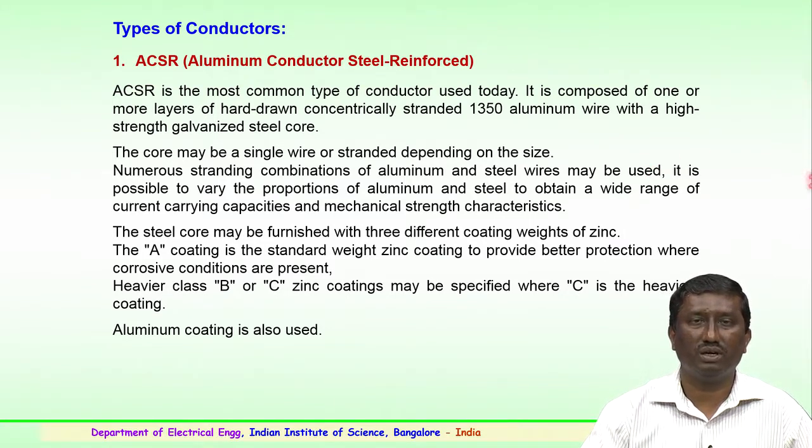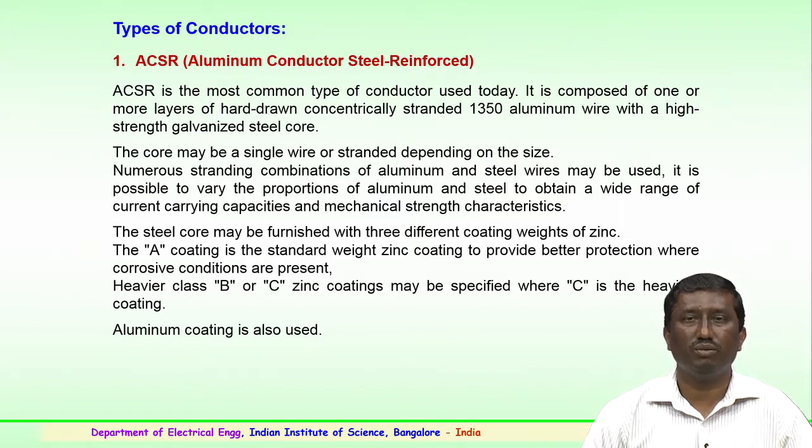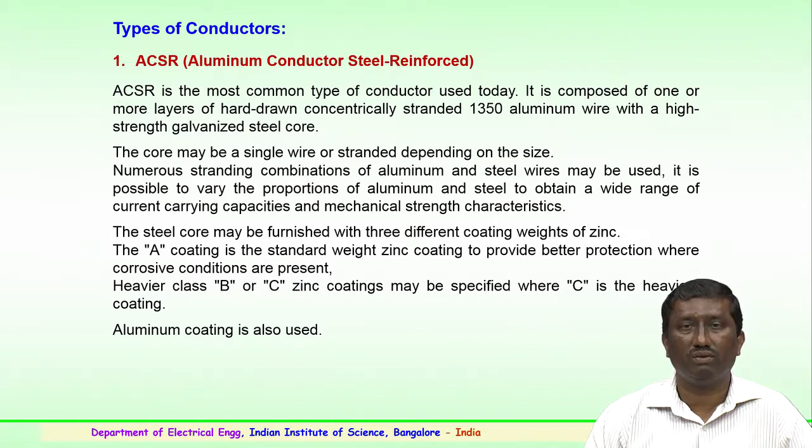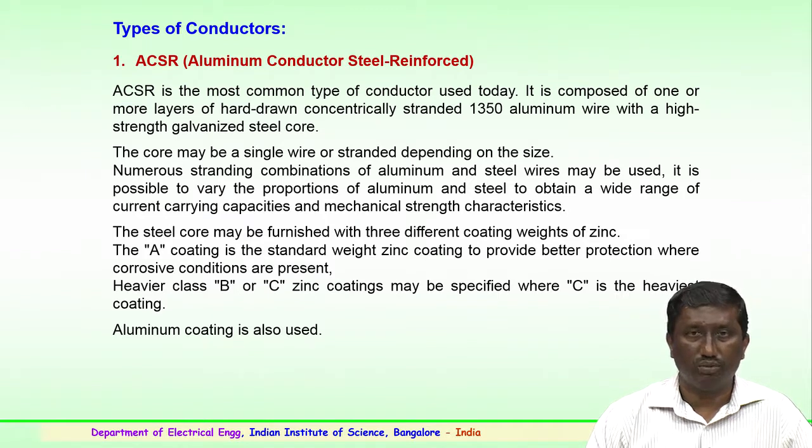So, the first one is the ACSR, that is, aluminum conductor steel reinforced, which is the most common type of conductor, even used today. It is composed of one or more layers of hard drawn concentrically stranded 1350 aluminum wire. 1350 is the aluminum alloy type, with a high strength galvanized steel core. So, in the center of the conductor will be a steel core, either a single, 3, 7 or many steel wires depending upon the size of the conductor, surrounded by stranded aluminum conductors.